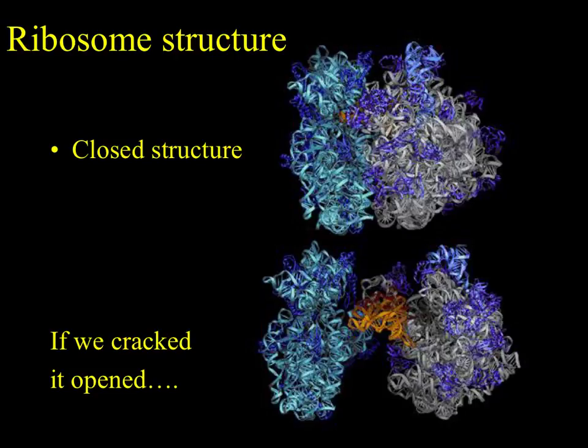NMR typically can only look at really small things, because otherwise the signals get too convoluted. X-ray crystallography can usually look at larger things, but there's still a size limitation. Electron microscopy can only look at big things, but there is no resolution. You can only see that it looks like a honeycomb cereal. So they all have limitations. Originally they could see it in electron microscopy, and then X-ray crystallography got better and better.